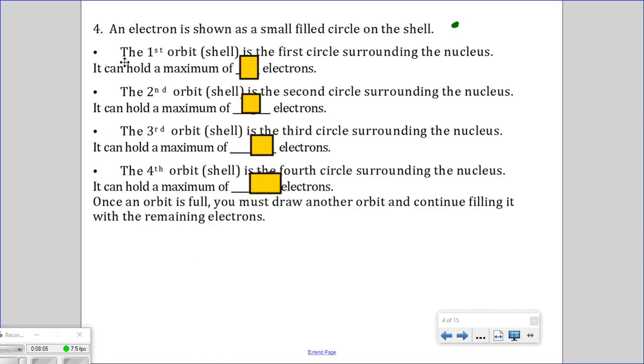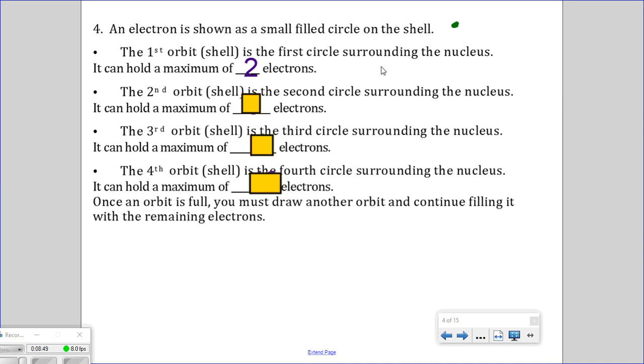So an electron is also shown as a small filled circle on a shell, so a little dot. Basically, with these orbits, these energy levels around the nucleus, each orbit can hold a certain number of electrons. The first orbit, or the first shell, is the first circle surrounding the nucleus. It can hold a maximum of 2 electrons. So when you draw 2 electrons into that shell, you go 1, 2, and then that's it. That orbit is full. You can't put any more electrons into that first orbit.